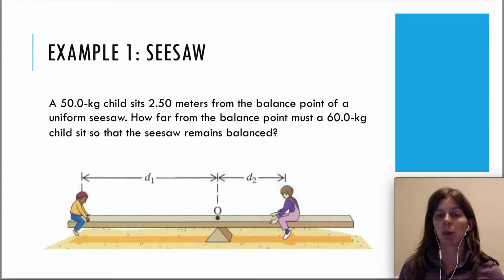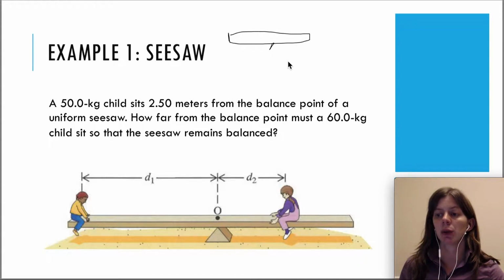Our first example is a seesaw problem. We have a 50-kilogram child sits 2.5 meters from the balance point of a uniform seesaw. How far from the balance point must a 60-kilogram child sit so that the seesaw remains balanced? So let's go ahead and draw all the forces acting on the object being rotated, which is the bar here. And we kind of do have a natural pivot point here.